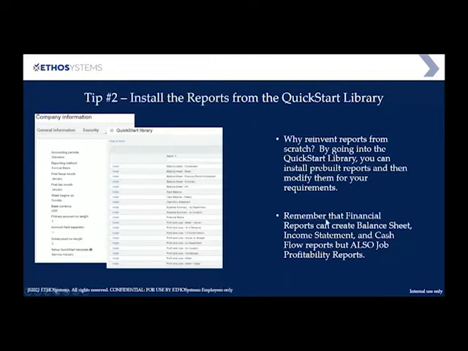Also, one other thing on here is that remember that the financial reports are not just simply restricted to balance sheet, income statement, and cash flows, but they also could be used for things like profitability by job. They can also pull dimensional information in the system. So if you wanted your financial report to be based upon customers, vendors, or most importantly, jobs, you can pull that information for job profitability reports and things like that.